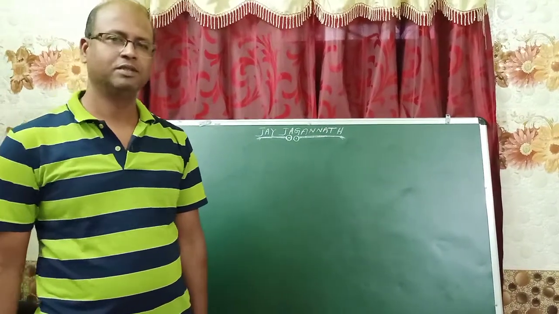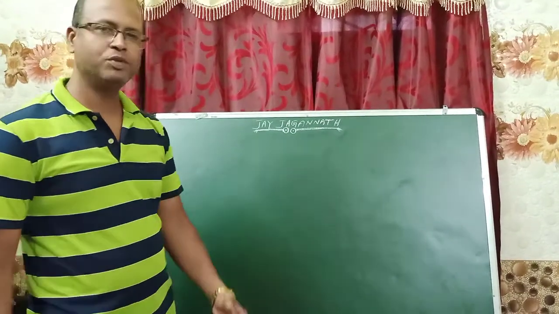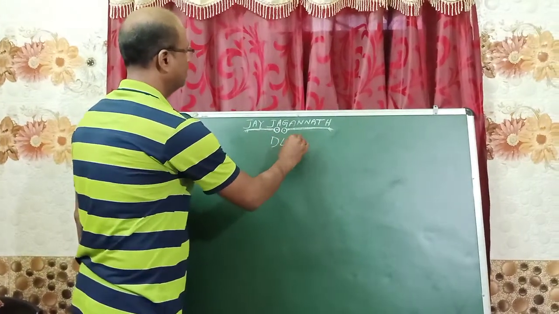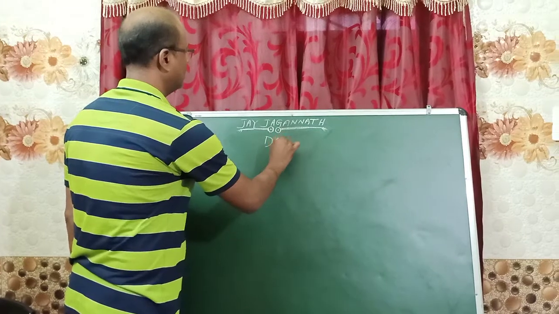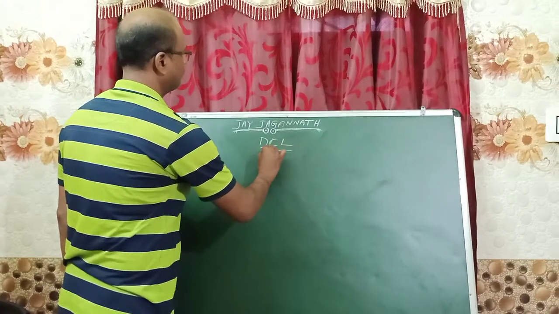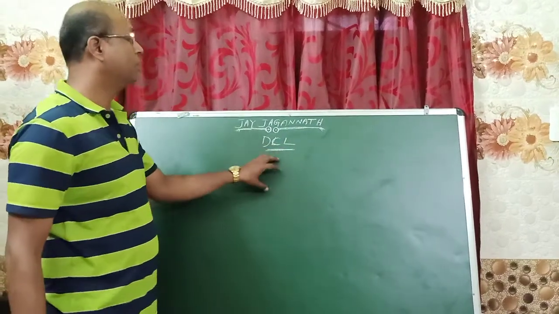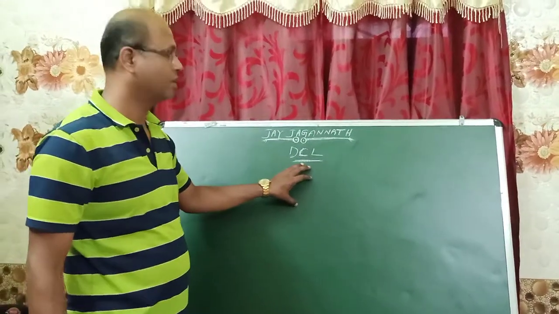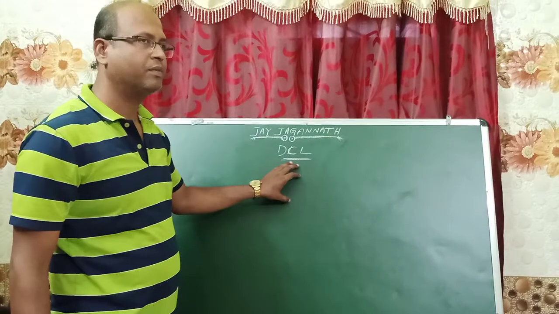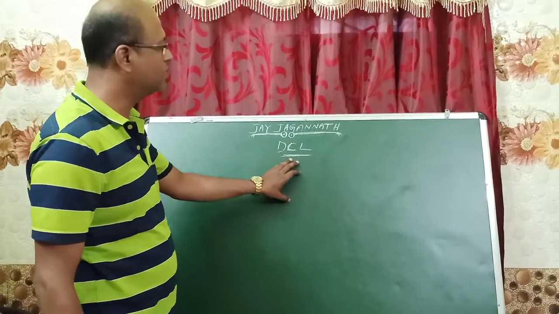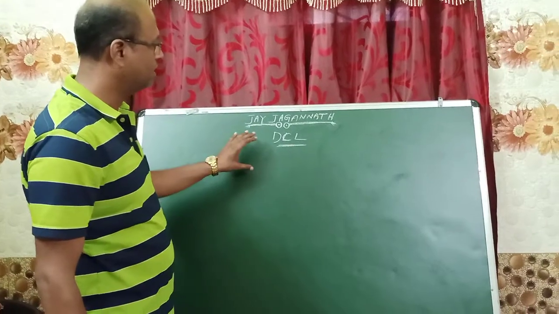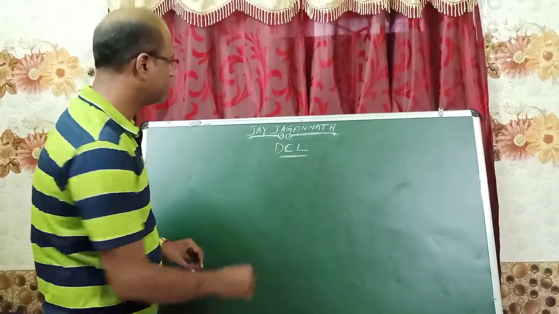Dear students, today we are going to discuss RDBMS video 3. Today we will discuss the DCL. DCL is one type of SQL language. DCL stands for Data Control Language.